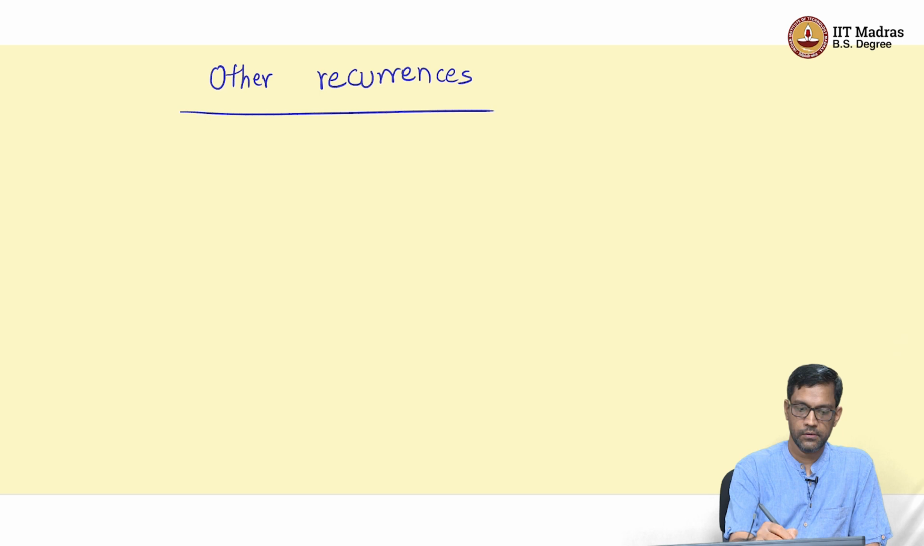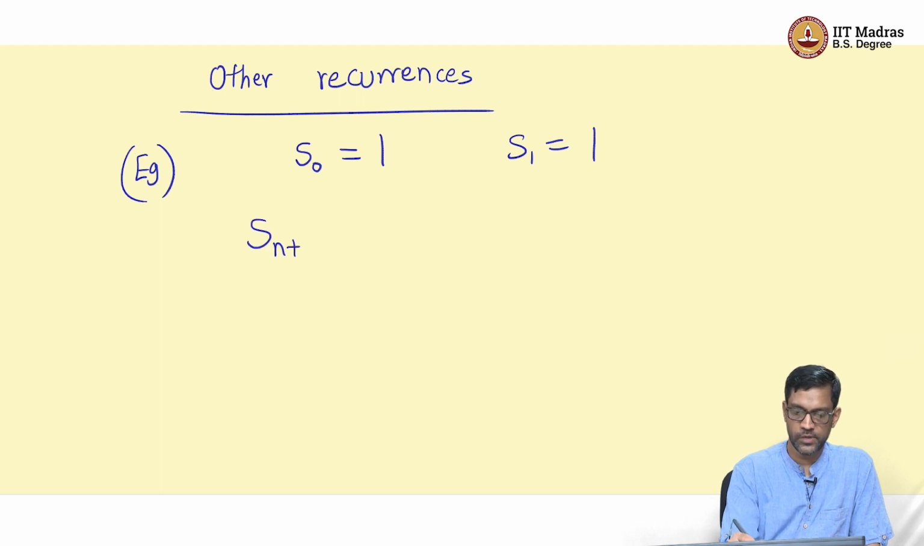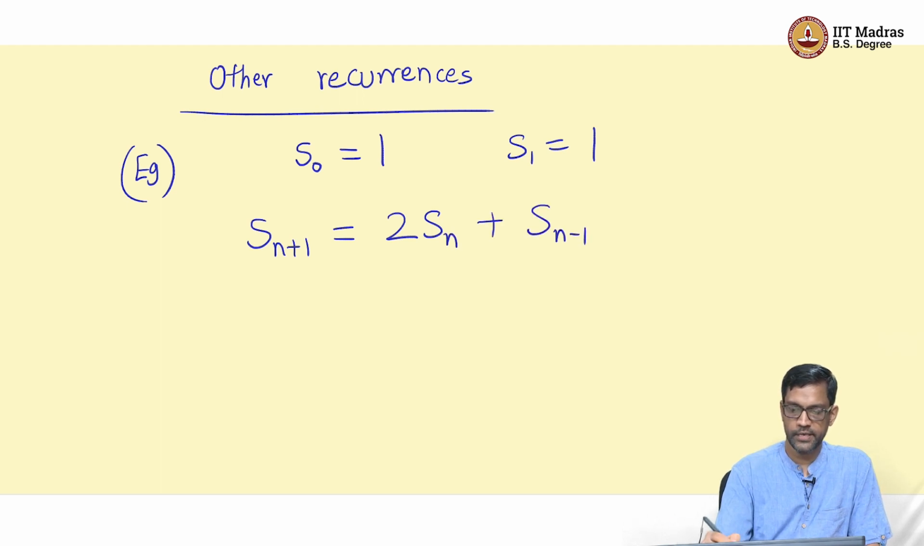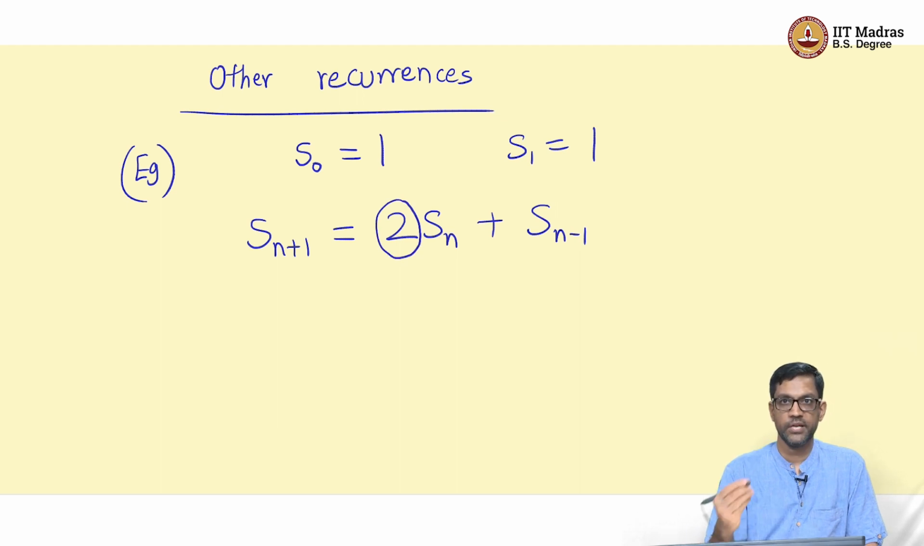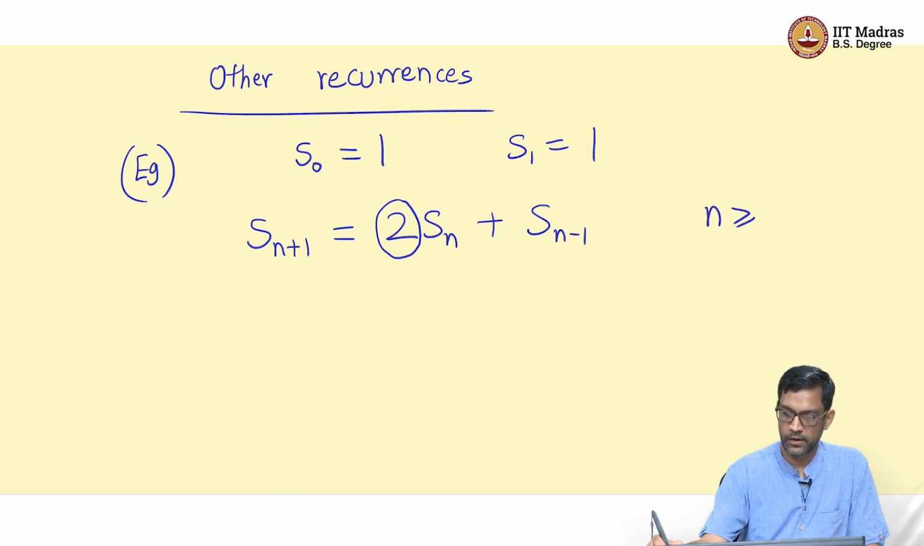So, here is one. Suppose my sequence, which I will call S, has S0 is 1, S1 is 1, just like the Fibonacci, but S(n+1) is 2 times Sn plus S(n-1). The extra thing here is this 2. So I am saying twice the preceding term plus the term before it, and this is for all n greater than or equal to 1.